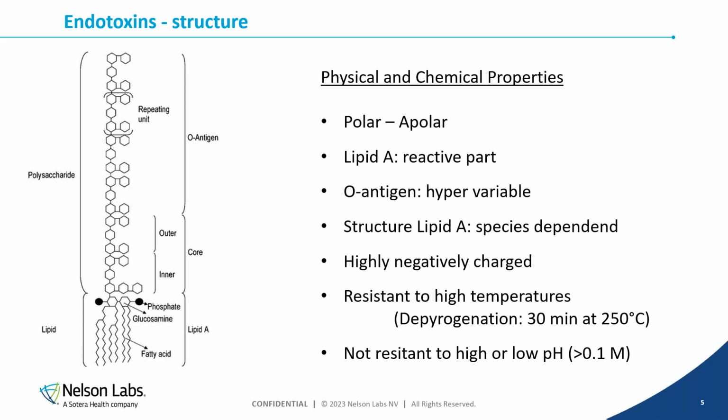To get rid of endotoxins, the only thing that you can do if you're using heat is to heat at least 30 minutes at 250 degrees Celsius. But they are not resistant to high or low pH. So if you would clean with a solution of a molarity below 0.1 or above 0.1, you will destroy the endotoxins.